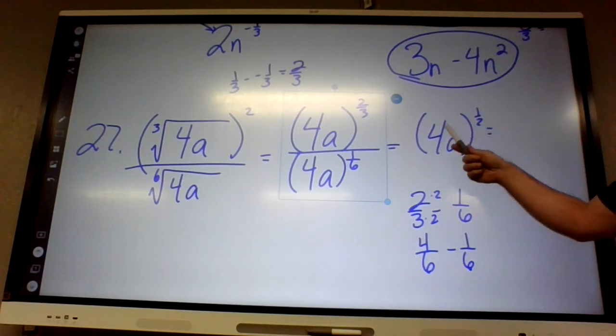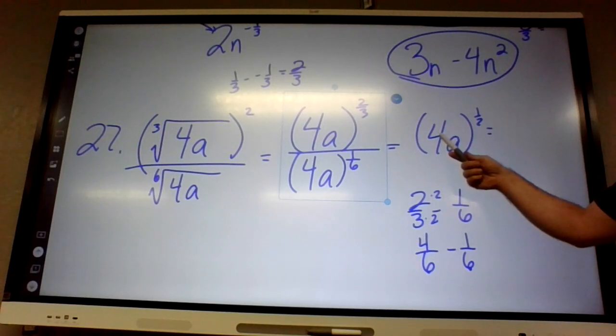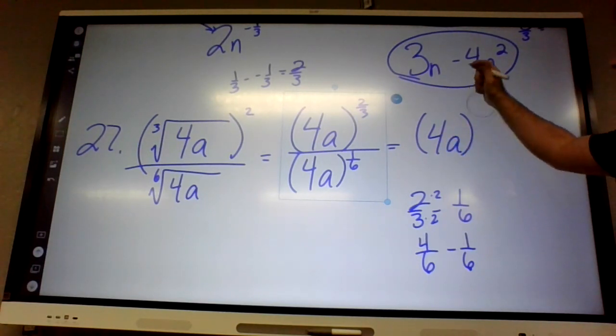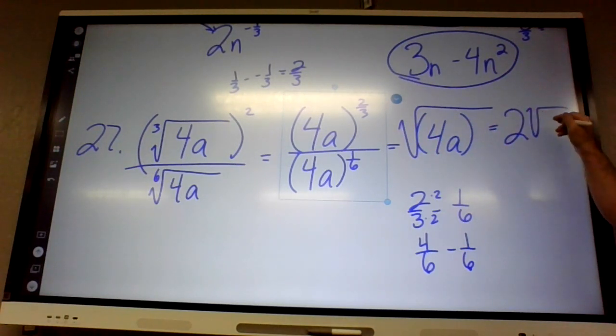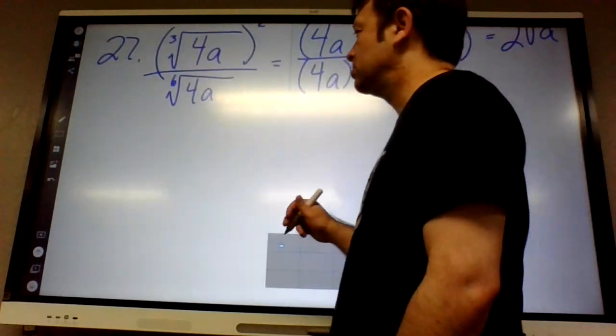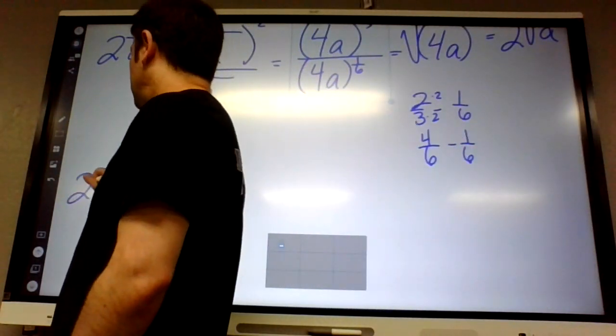They changed a little bit. Well, what's the square root of 4? 2. So here's what they did. They just put 2 square root of a. Four has a square root, a doesn't.